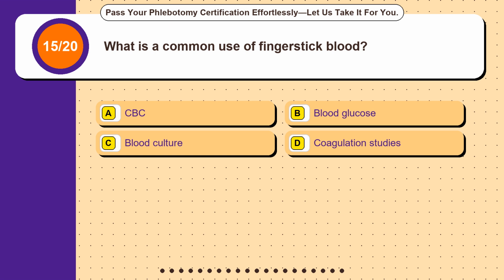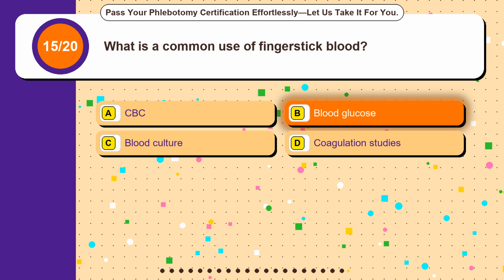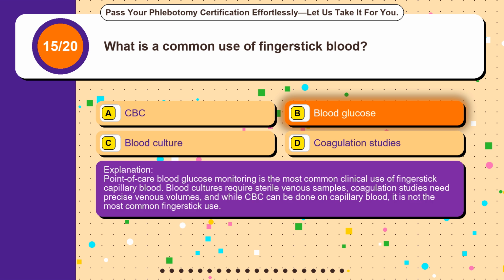Question 15. What is a common use of fingerstick blood? Option A, CBC. Option B, blood glucose. Option C, blood culture. Option D, coagulation studies. The correct answer is option B, blood glucose. Point-of-care blood glucose monitoring is the most common clinical use of fingerstick capillary blood. Blood cultures require sterile venous samples, coagulation studies need precise venous volumes, and while CBC can be done on capillary blood, it is not the most common fingerstick use.